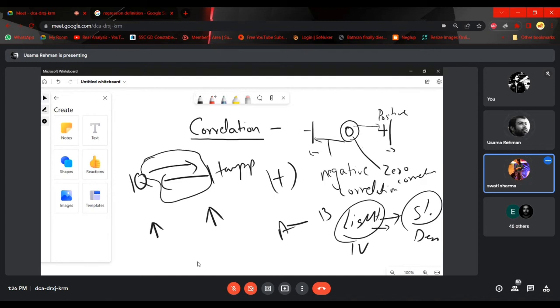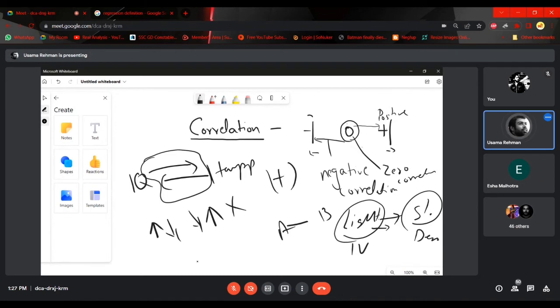ठीक है. So in positive, one goes up, another goes up, one goes down, another goes down. ठीक है? Who is the first one to go down? We are not talking about that here. We're just saying if one goes up, another goes up. If one goes down, another goes down. ठीक?